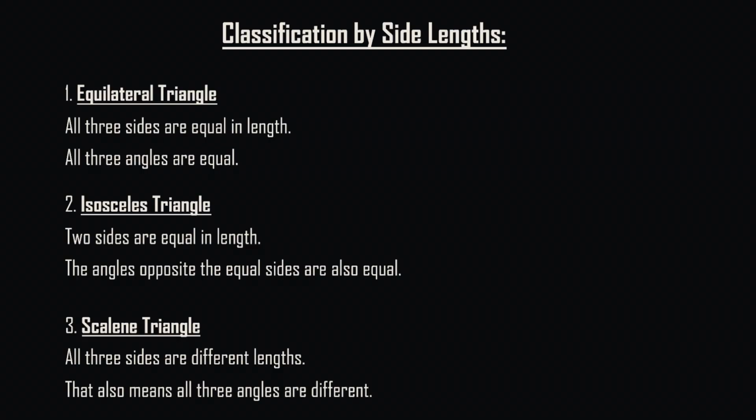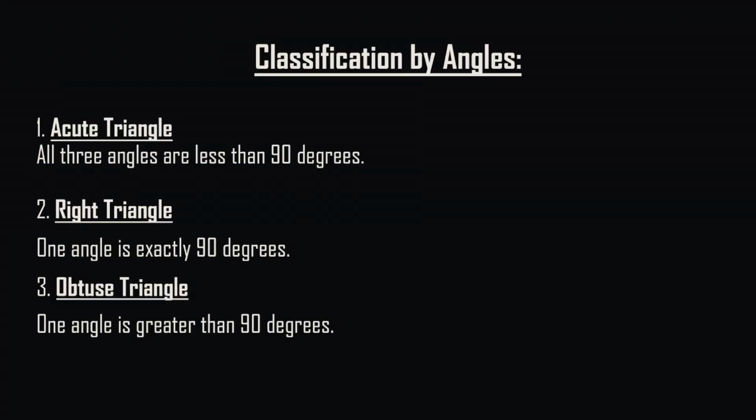Number 3 is a scalene triangle. All 3 sides are different lengths. That also means all 3 angles are different. Scalene triangles have no symmetry in their side lengths. Now let's classify triangles based on their angles.